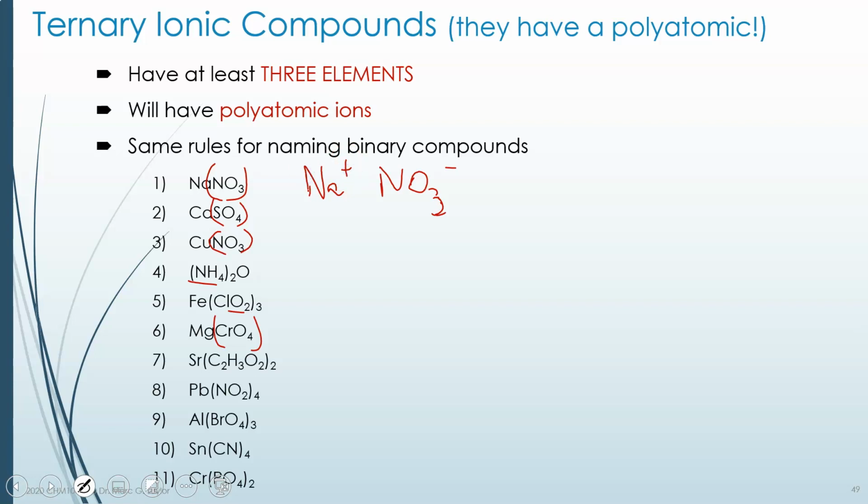And therefore, you just name the first ion, sodium, and you name the second ion, nitrate. So our answer is sodium nitrate. Just like before, you name the cation, then you name the anion. We look at number 2.